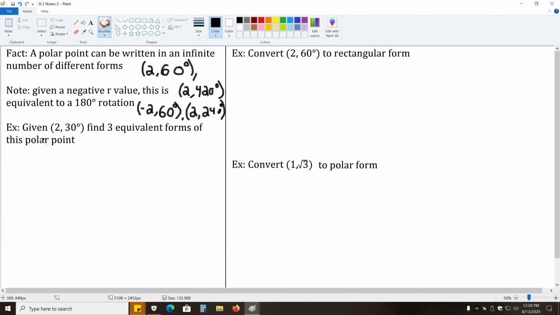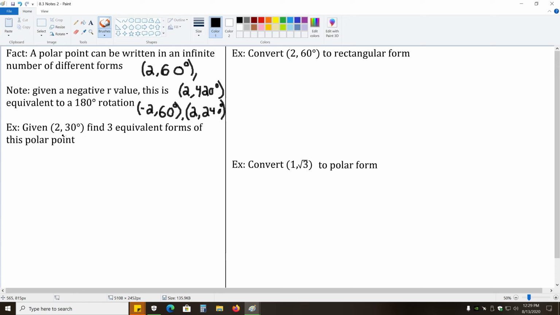So, for the following example, given (2, 30 degrees), we want to find 3 equivalent forms of this polar point. Take a moment, pause the video, see if you can find 3. And just to be clear, there are an infinite number, so you may end up getting ones that I don't get, and so on.